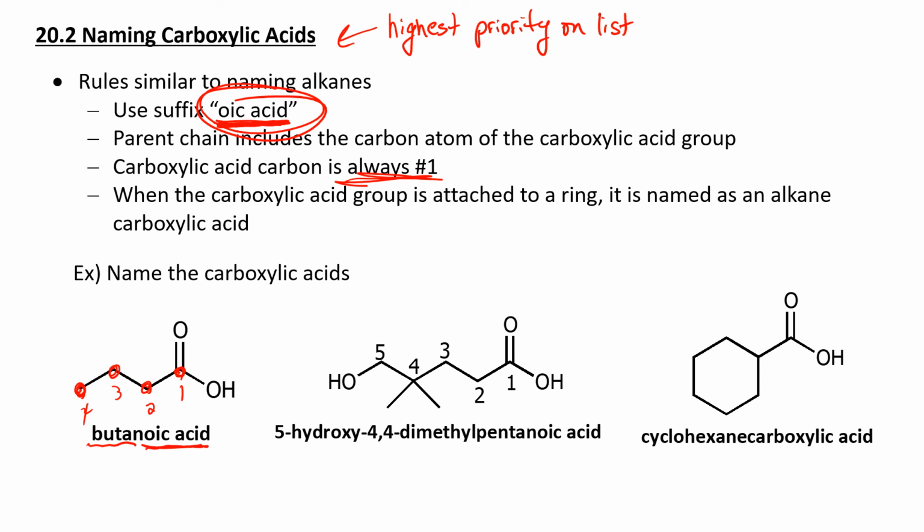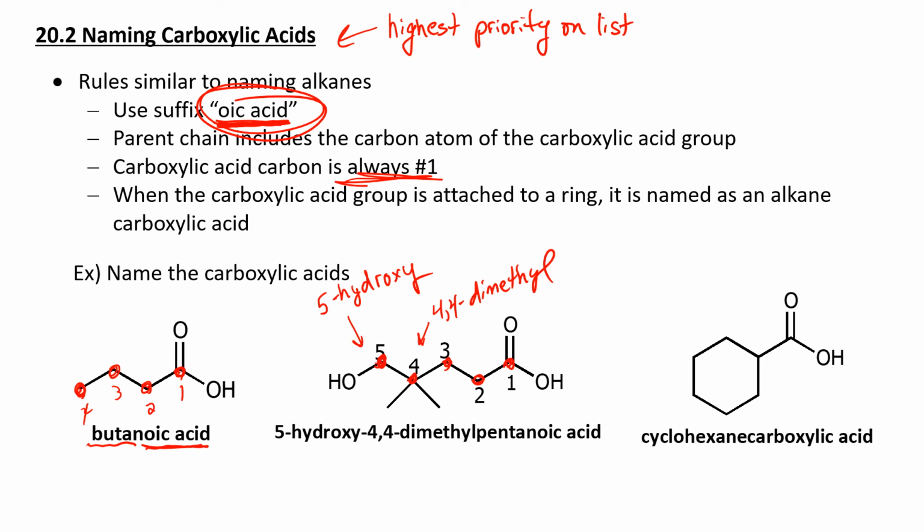With our next one, we've got a 1, 2, 3, 4, 5 carbon chain. Now here we've got two functional groups that would get suffixes. However, the carboxylic acid beats the alcohol. So that becomes a 5-hydroxy. We've got a 4,4 dimethyl, and that's a 1 oic acid.